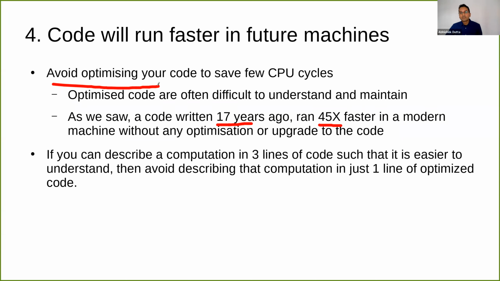It is not always a good idea to optimize your code to gain a few cycles because it is difficult to understand such code, and it is also more difficult to maintain it. So if you can describe a computation in, say, 3 lines of code, then I feel that is much more valuable than optimizing it such that it's just one line of code to save some CPU cycles.